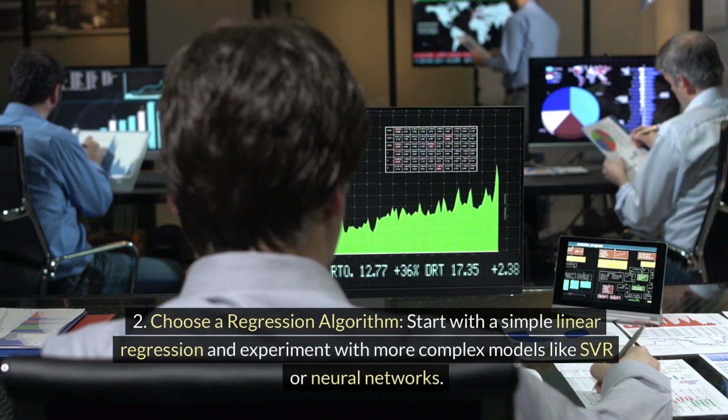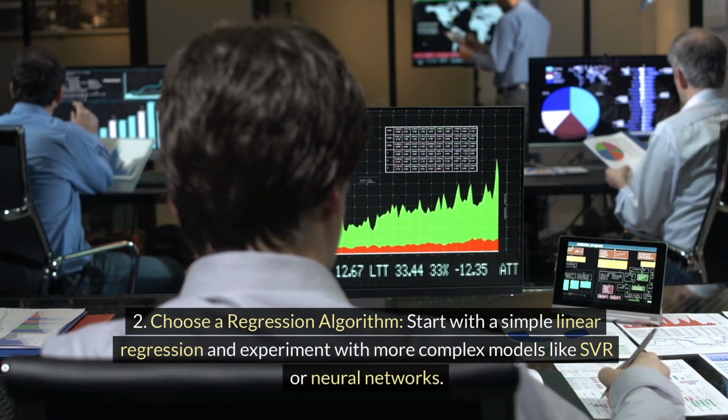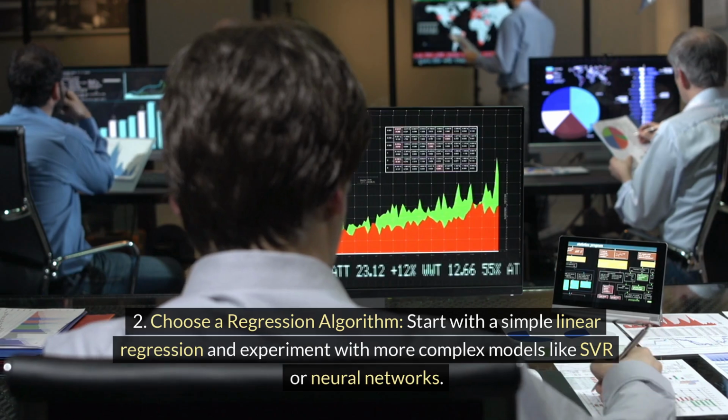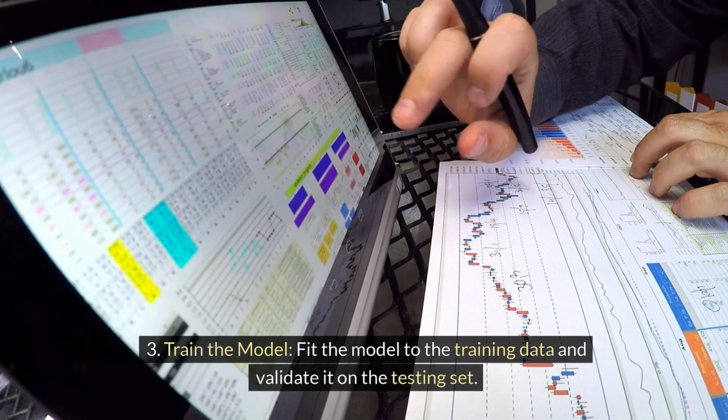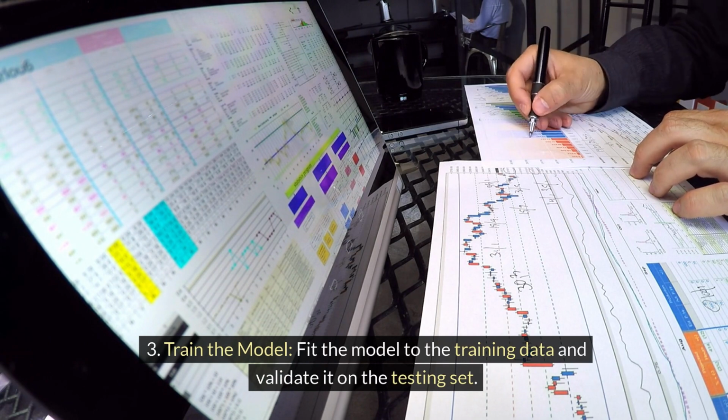Choose a regression algorithm. Start with a simple linear regression and experiment with more complex models like SVR or neural networks. 3. Train the model. Fit the model to the training data and validate it on the testing set.